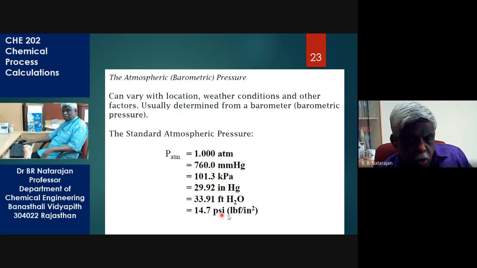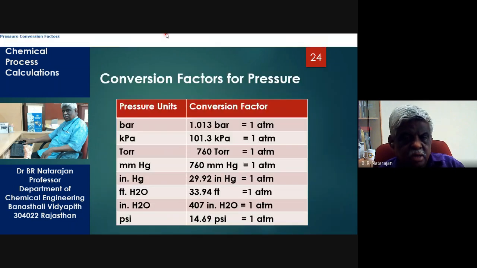Psi is pound force per square inch. So remember to keep these values in your head because they will be required every now and then. Then, how to convert the units? 1.013 bar is 1 atmosphere. This is bar, not that bar. So atmospheric pressure is measured in bar.